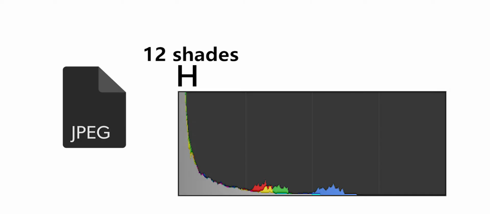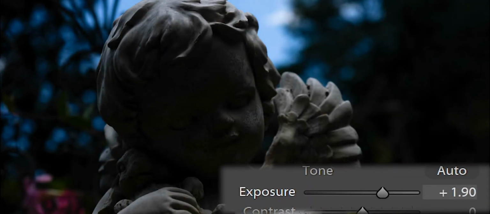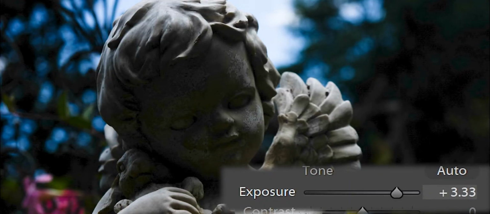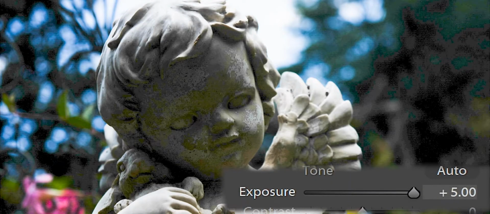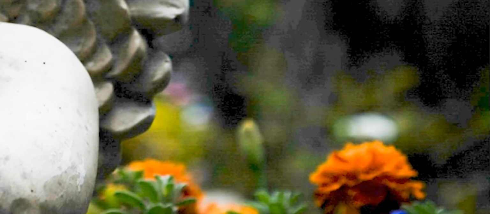So if you take it and it looks fine as is, then okay. But in this case, it's severely underexposed, and when we increase the exposure, those 12 shades become further and further apart, and it becomes more and more noticeable. And as you can see, this looks terrible. So basically, with a JPEG, you have to get your exposure spot on or pretty close, or else you're just going to end up with a ruined image.